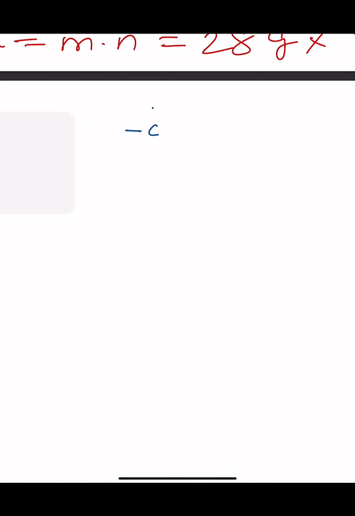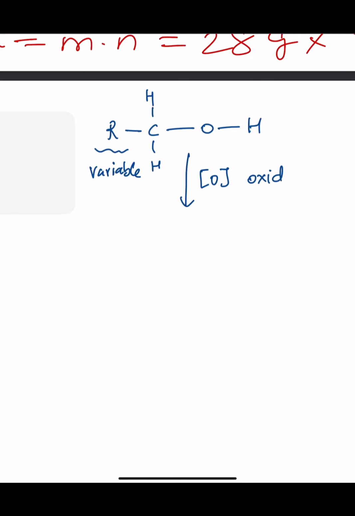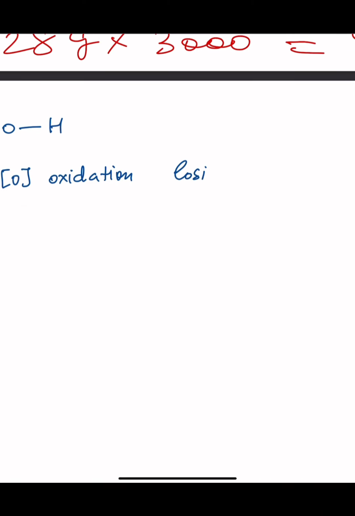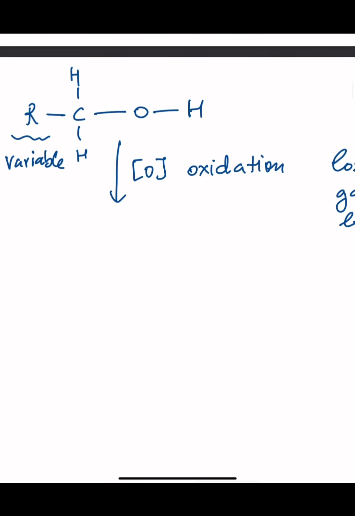Now, regarding the oxidation, I want to quickly tell you about this. Let's say I've got, so this R is just a variable. It can change, okay? Let's say I have OH like this, and I want to oxidize this. Oxidation means, one of the meanings is losing hydrogens, gaining oxygen, and losing electrons.